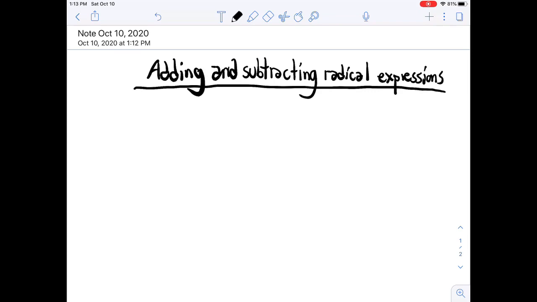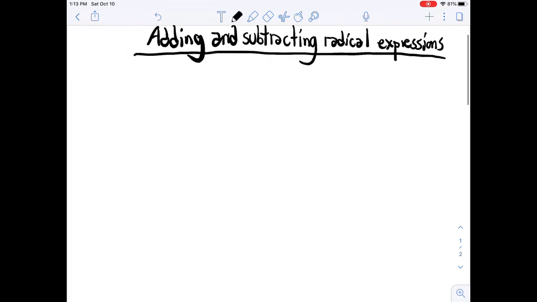Today we're going to talk about adding and subtracting radical expressions. So first, let's start off with a review of the last video on mixed radicals and entire radicals. I'm just going to show you quickly what a mixed radical is. Let's say we have the square root of 27. This is a non-perfect square, but we can simplify it further.